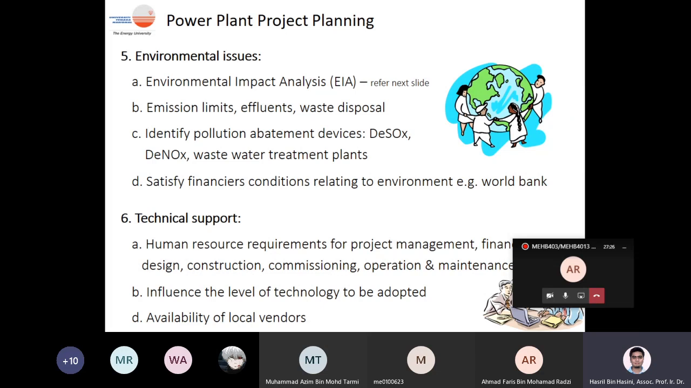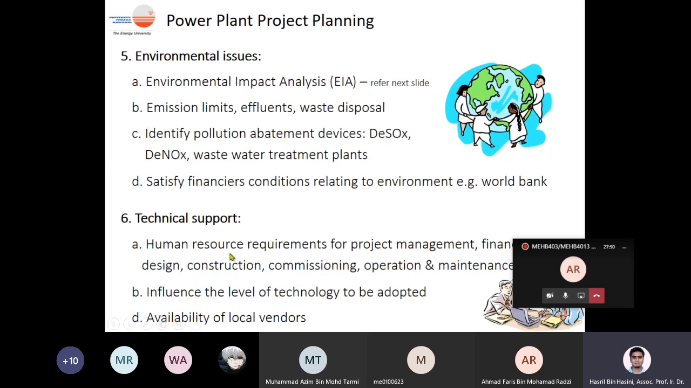Maybe you are borrowing money from the World Bank, as an example, to build the power plant, and then the World Bank says that if you want to build the plant, you need to make sure this criteria regarding the environmental issue is met. So it has to satisfy the financial condition relating to the environment. So that is on the environmental.